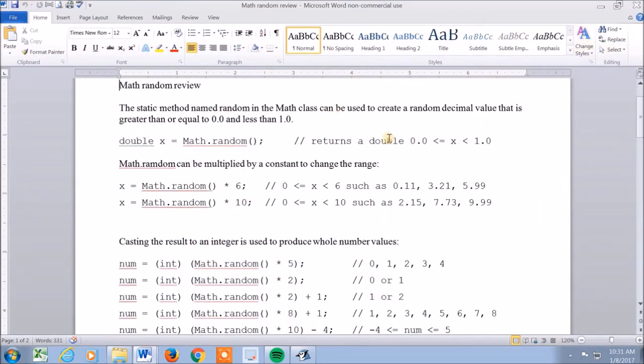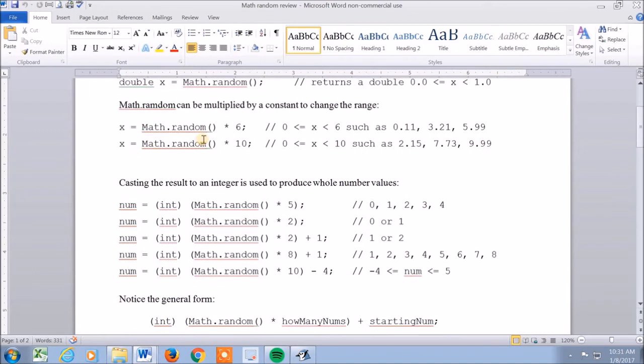This turns out to be a pretty important one. You're going to use this quite a bit. Math.random again returns a double. Typically what you will do is multiply it by something. So here I'm multiplying Math.random by 6. That will expand the range. Now I'll get something between 0 and 6, still decimal numbers. If I multiply it by 10, obviously I get something between 0 and 10.